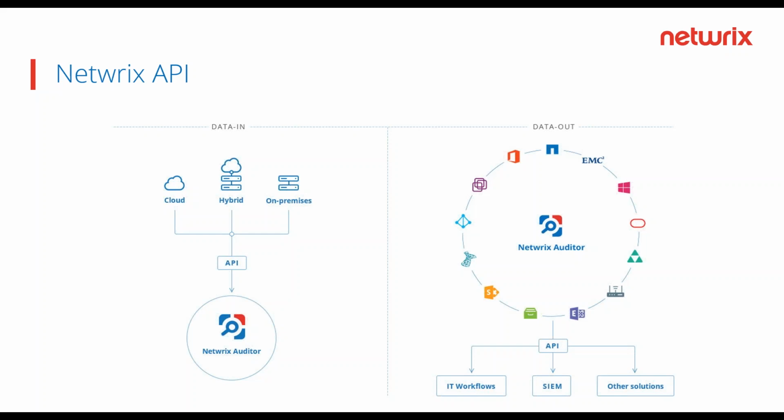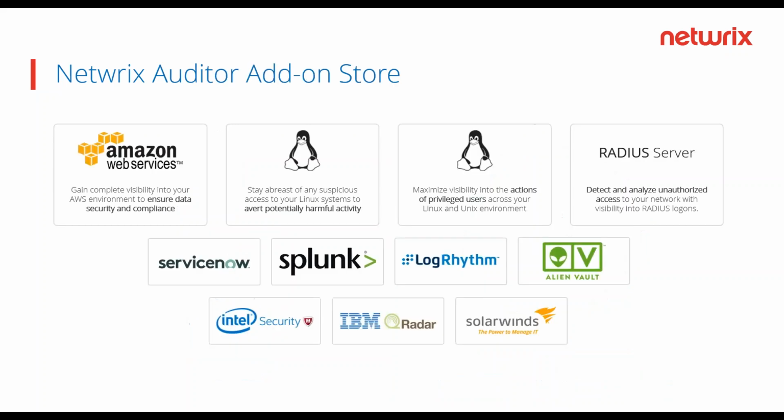To illustrate what type of systems you can integrate: Amazon Web Services information, Linux and Unix systems, Radius servers, and we can also import CSV files. Many applications provide logs as CSV files, and exports go to systems like, as I mentioned, ServiceNow, McAfee, IBM, LogRhythm, Splunk, etc.